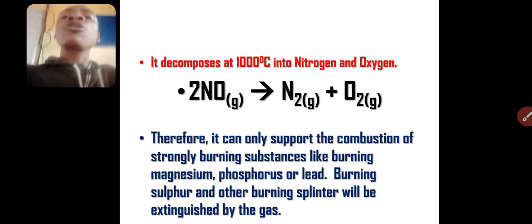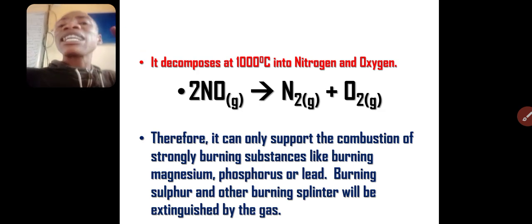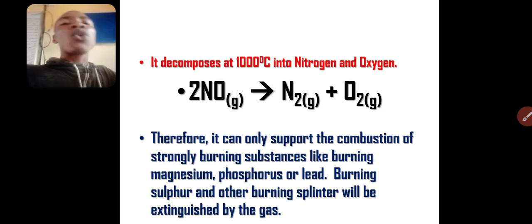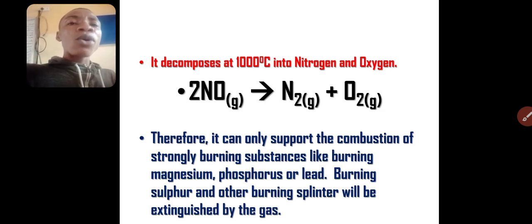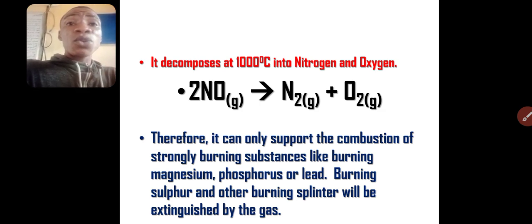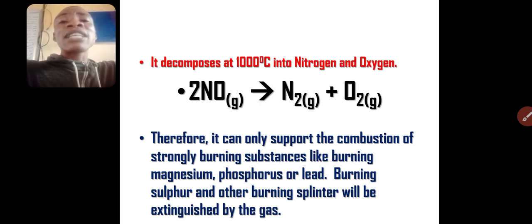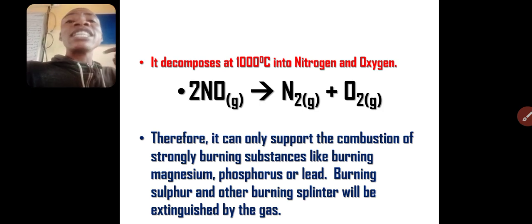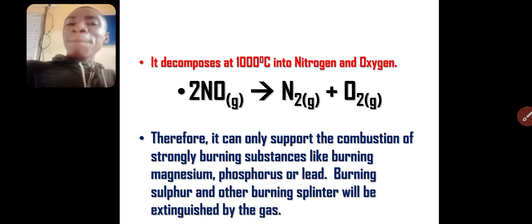Hence, it takes a substance that can burn at that temperature or above it to be able to continue burning inside NO. Because to burn inside NO, you must achieve the decomposition of the compound into oxygen gas, and continue to use that oxygen gas to continue to burn, right? So if you are not burning with sufficient heat to decompose the NO, you cannot continue to burn in NO. So burning magnesium, burning phosphorus, burning lead can produce this kind of energy that will decompose NO to form oxygen, so they continue to burn in NO.